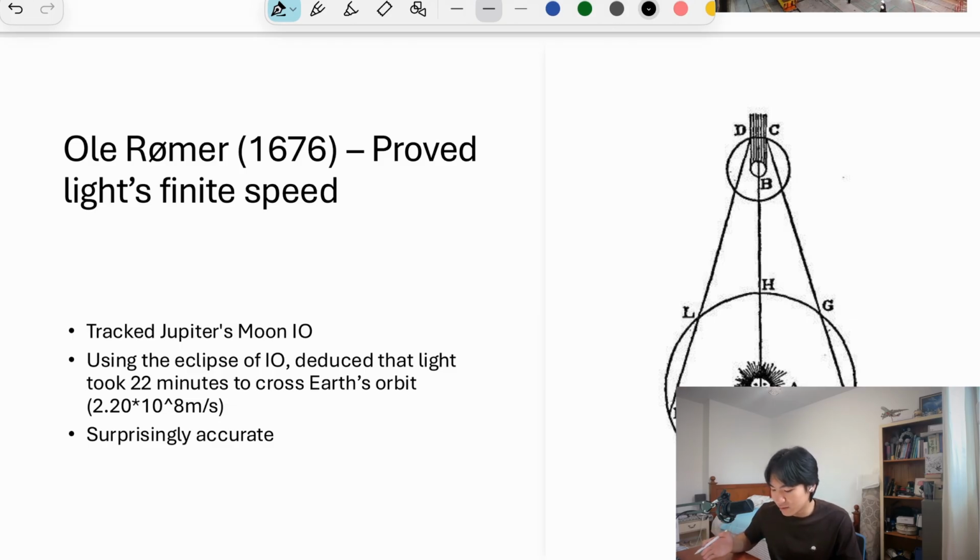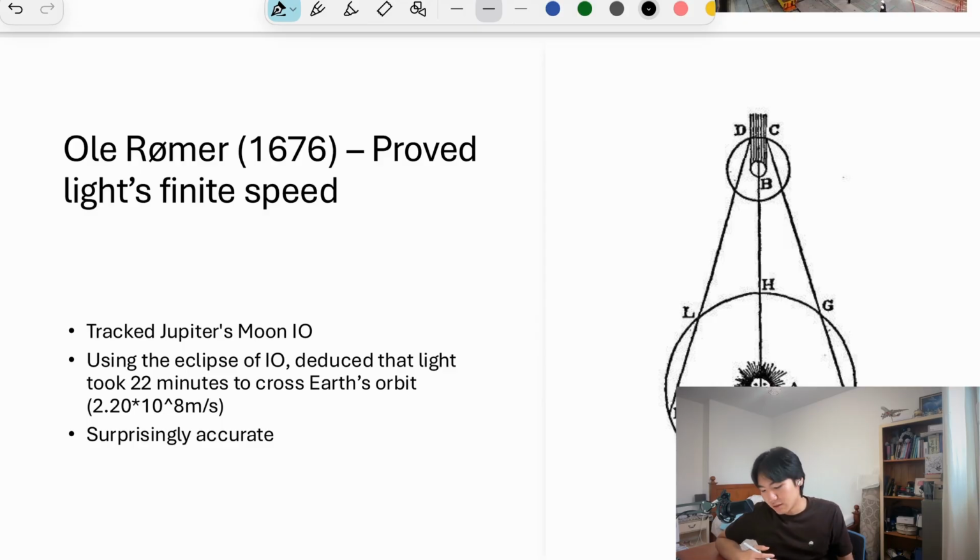Then how he proved this is he tracked one of the moons of Jupiter, and he was looking at the eclipse of the moon, right? And he realized that when Earth is traveling towards versus traveling away from Jupiter, the speed of the eclipse, I don't fully understand either, but the speed of the eclipse changed somehow. And through this, he deduced that light takes around 22 minutes to cross Earth's orbit.